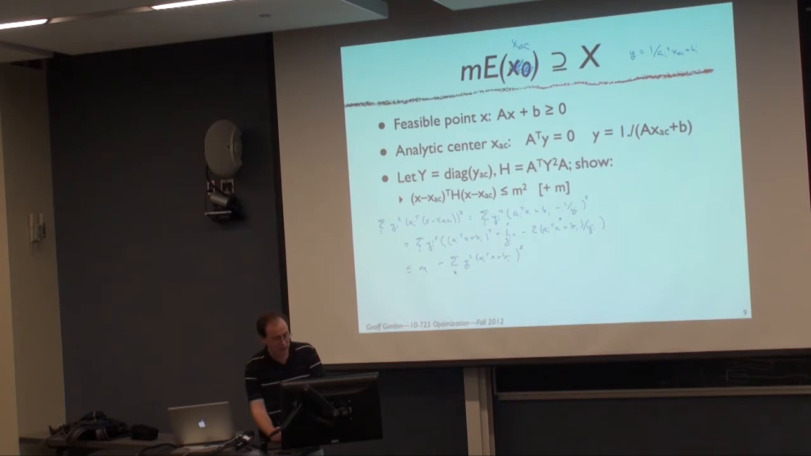And now this is a sum of squares, right? And because all of the terms in the square are positive, the square of the sum is going to be bigger than the sum of the squares, right? So this is less than or equal to m plus the sum over i of yi (ai transpose x plus bi), and then the whole thing squared, right?